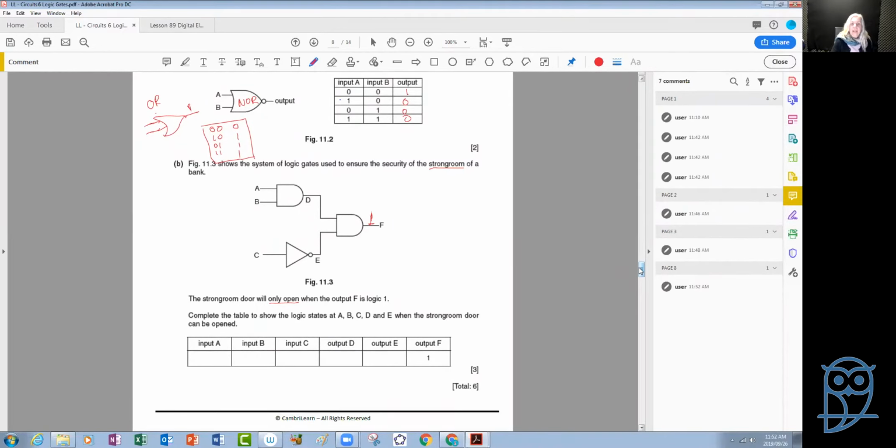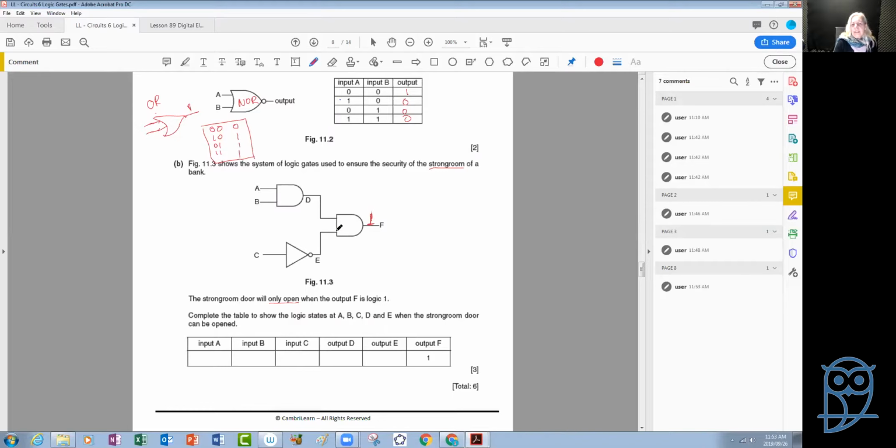Complete the table to show the logic states of all the inputs, A, B, and C, in other words, all the inputs. We have a combination of gates here. So complete the table to show the logic states of A, B, C, D, and E, when the strong room door can be opened. In other words, if this is 1, what can be the logic states of all the others, the inputs of this gate and also the initial inputs?